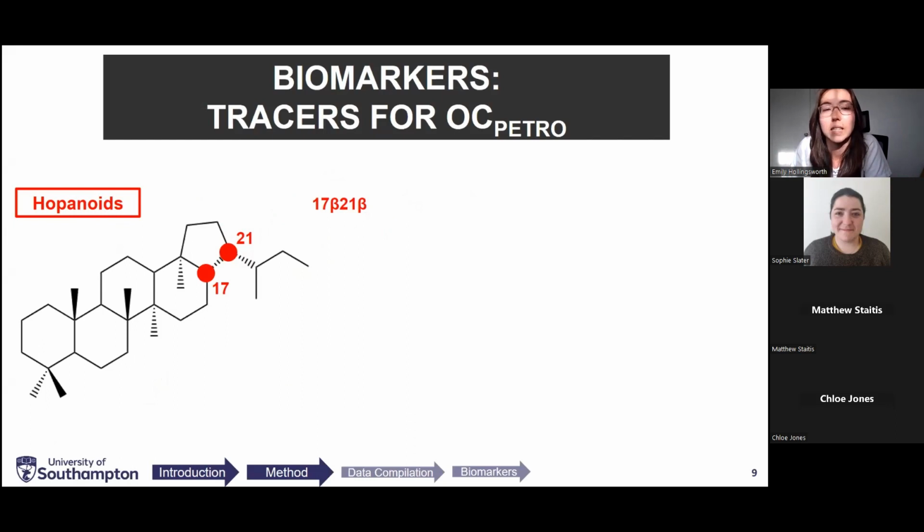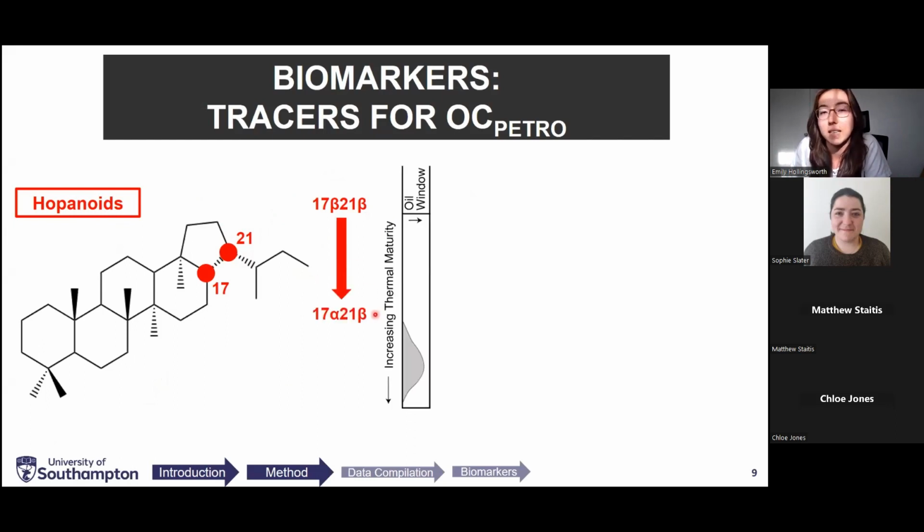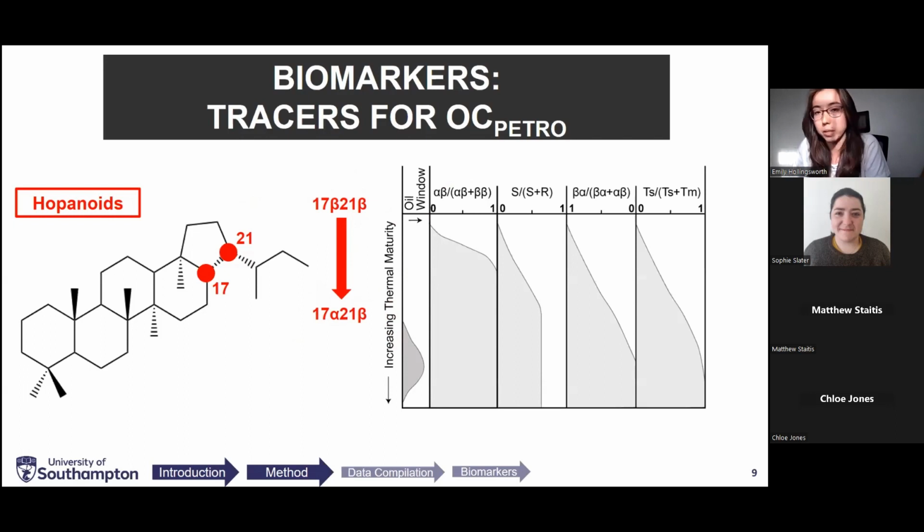But with increasing thermal maturity, so higher temperature, higher pressure, you're shifting the 17 position from a beta to an alpha. So we can use this ratio of this mature altered structure of alpha-beta versus this originally synthesized beta-beta configuration. And we actually don't just look at this ratio, we look at multiple other ratios.